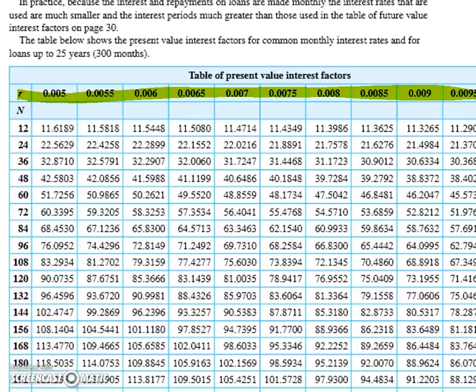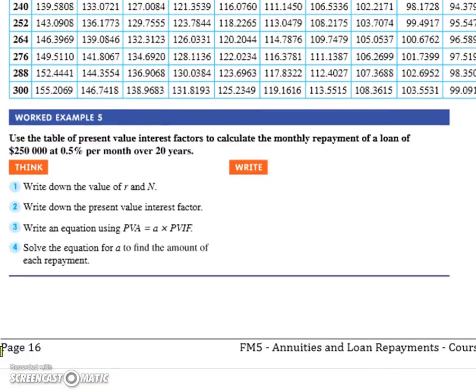All right, let's have a look at the worked example. I've been going for almost 4 minutes. Damn it. Use the table of present value interest factors to calculate the monthly repayment of a loan of $250,000 at 0.5% per month over 20 years. So let's have a look. Write down the formula: PVA equals A times PVIF. Now we write down what we know. PVA is easy.